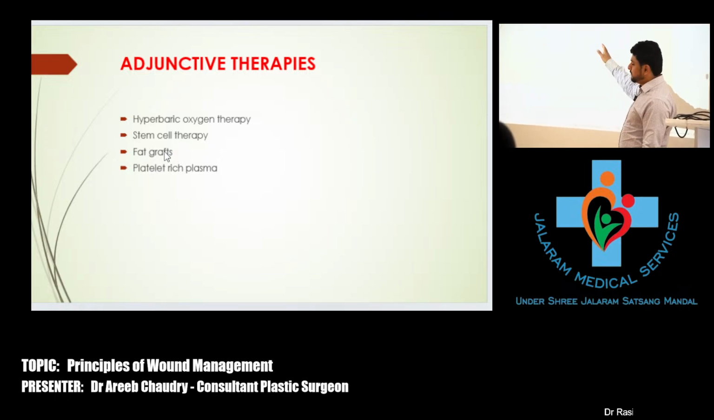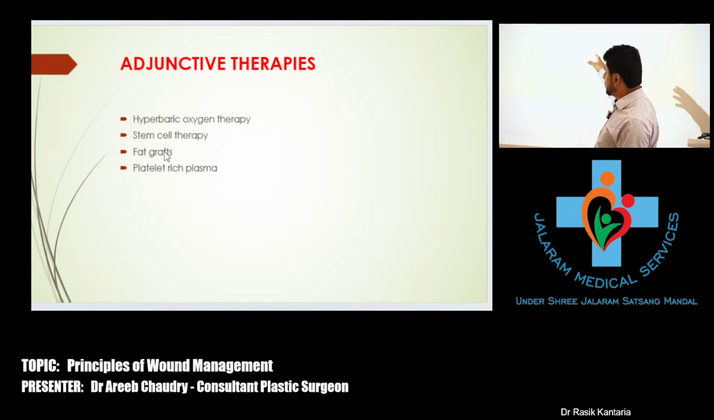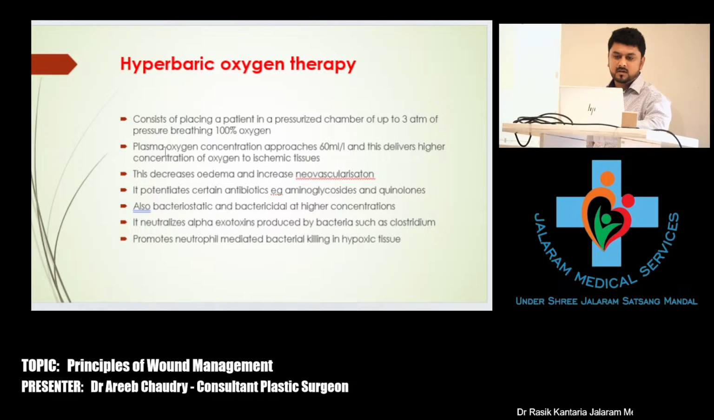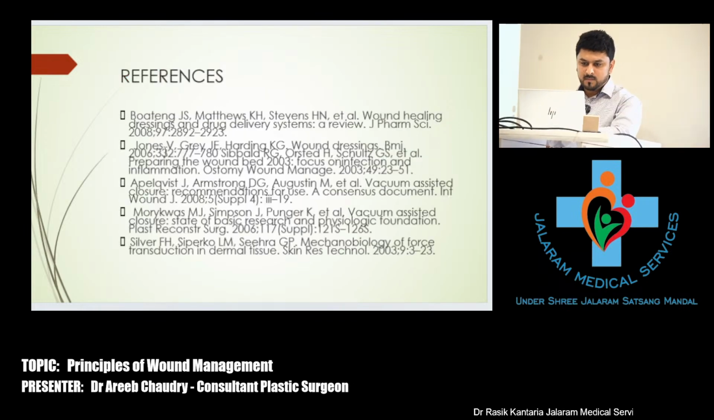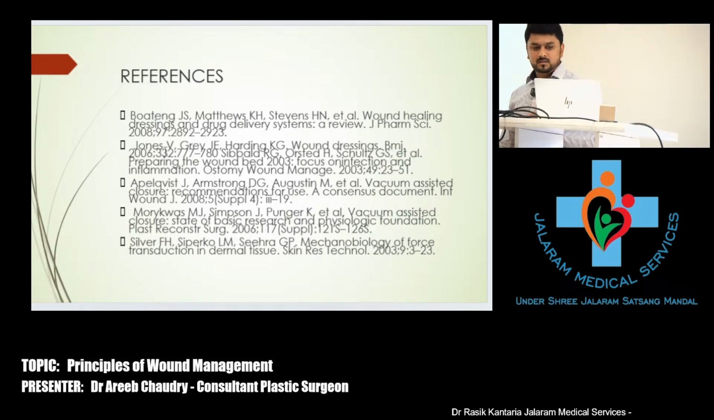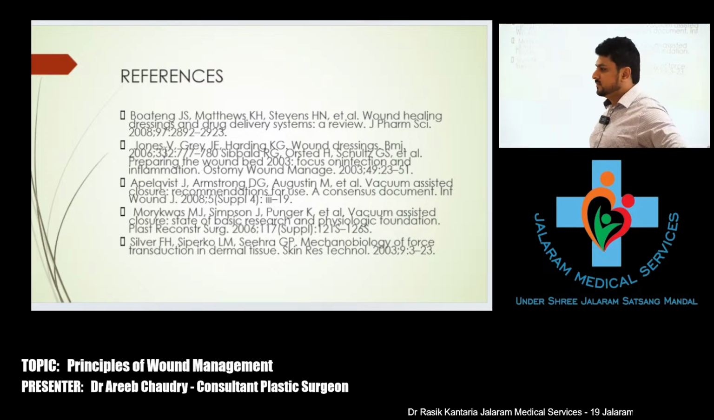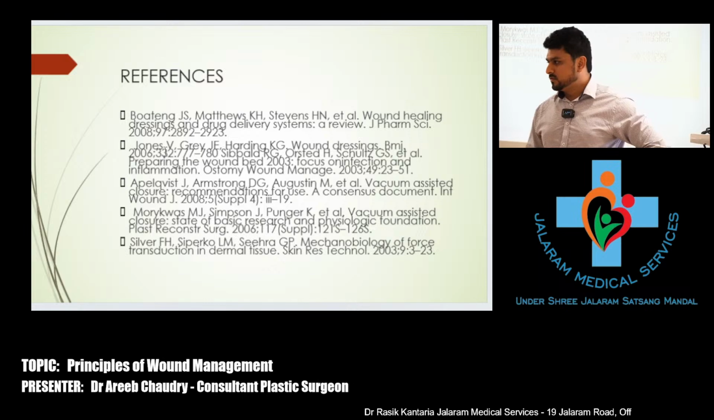So we have hyperbaric oxygen therapy, we have stem cell therapy, we can also do fat grafting, we can do PRP. So these are just some of the other adjuncts that we have. I won't stress on this too much. Good. So any questions or anything you want me to clarify? Anything that's raised a question for you?